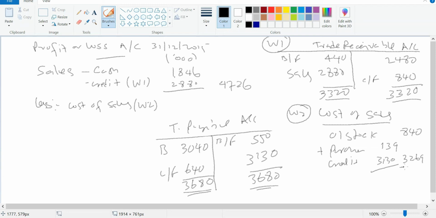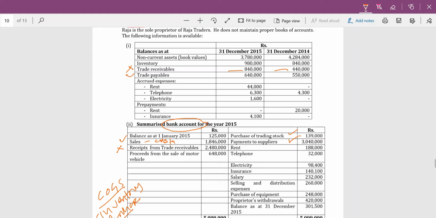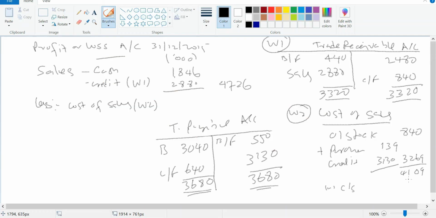3,269. If you add up these two, 9, 10, 9, 11, 4,109, less the closing stock, which will be 980. So if you deduct 980, you will get how much? 3,129. Is that right?